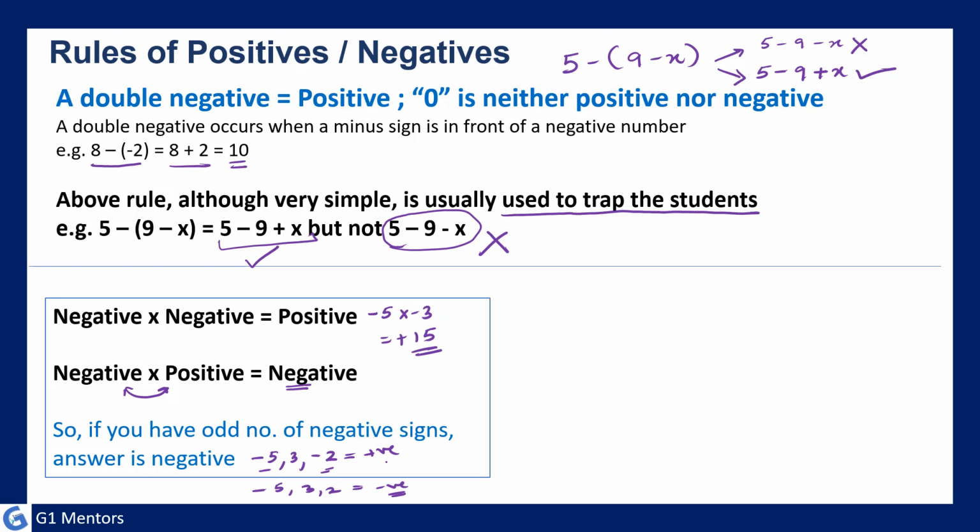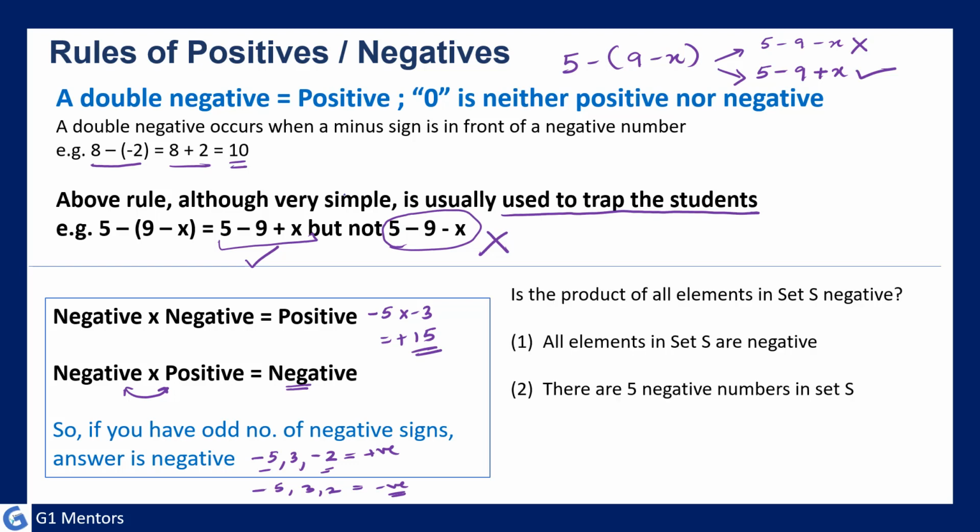So let's see a question around this. It's a data sufficiency question. Let's try to solve it. Is the product of all elements in the set S negative? It talks about all elements, 100% of the elements. So it's a yes/no kind of question. Since it's a data sufficiency question, let me write A, D, B, C, E.